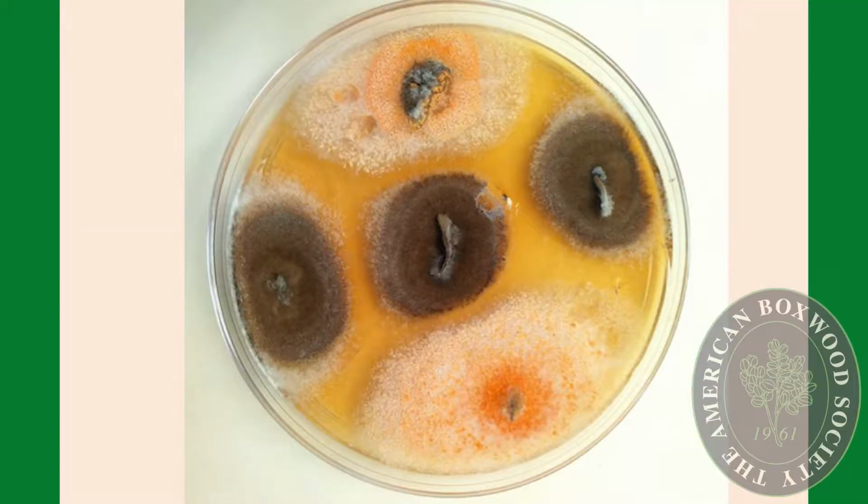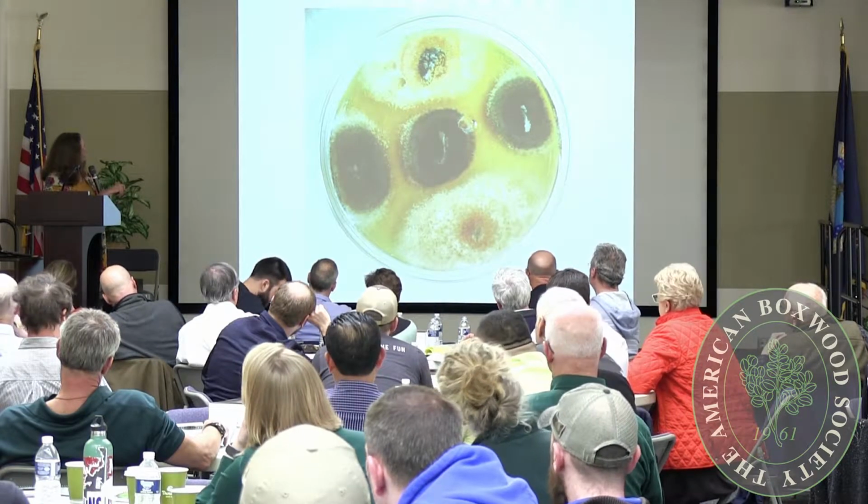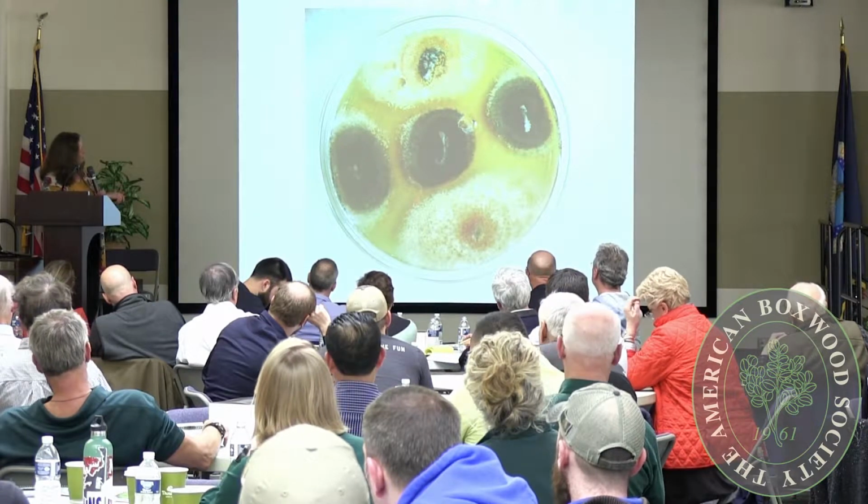This is an example of an isolation plate from the lab where we've looked at pieces of tissue that are showing symptoms that we think might be boxwood blight. And we have actually succeeded in isolating the Calonectria in several cases. You can see these large brown colonies. Those are typical Calonectria. There's a bit of it here. There's even a tiny smidge of it here. But this large white growth with the orangey sporulation is Volutella.